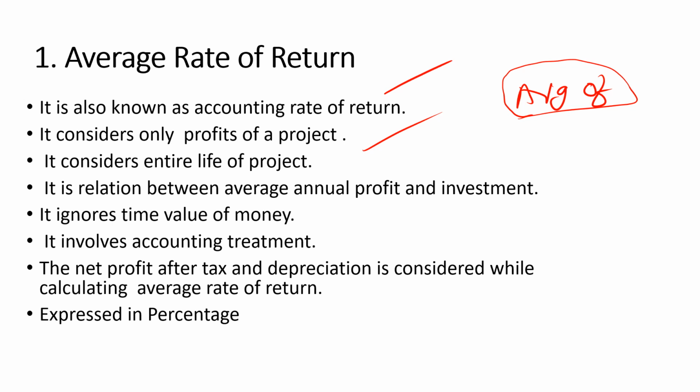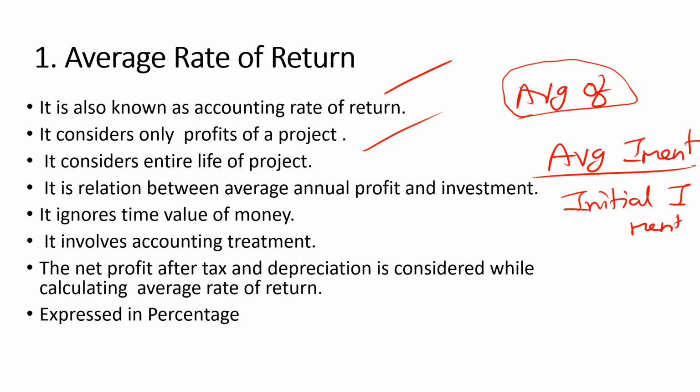Then it is the relation between the average annual profits and investment. This is average investment, I am writing in short, divided by initial investment. This is the formula used to calculate capital budgeting through ARR. ARR method formula, it's this. I have it in the next slide also. Then it ignores time value of money. Time value of money is not considered in case of ARR.